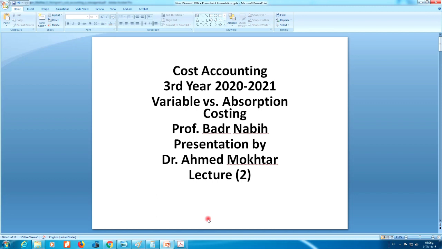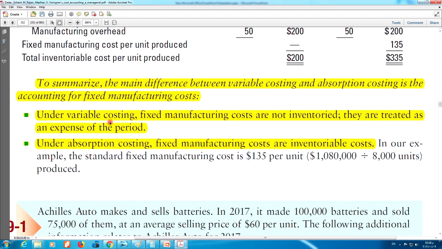Last lecture we finished discussing the main differences between absorption and variable costing. Today we are going to solve a numerical example. To refresh your memory, last lecture we summarized the differences between variable and absorption costing in the treatment of fixed manufacturing cost. Under variable costing, fixed manufacturing cost is treated as an expense of the period, or period cost. Under absorption costing, fixed manufacturing costs are inventoriable costs.